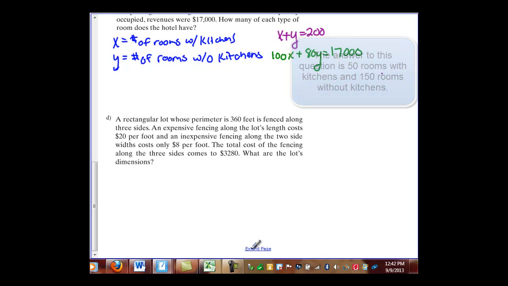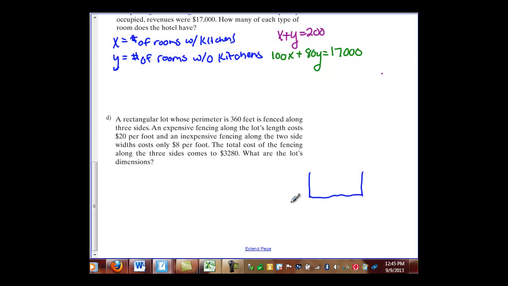All right, one more. Again, I'll give you guys like a minute and a half to get it set up. For D, I really suggest drawing a picture. I will draw a picture whenever we work through it or whenever we set it up. So a rectangular lot whose perimeter is 360 feet is fenced along 3 sides. The perimeter being 360 means all the way around. So 360 is all 4 sides. So there's your hint.